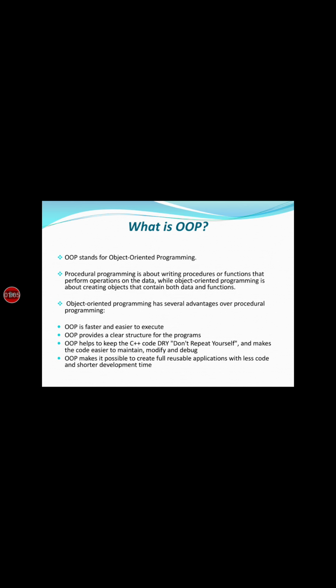First advantage, OOP is faster and easier to execute. Next advantage, OOP provides a clear structure for the programs. Next advantage, OOP helps to keep the C++ code DRY. DRY means don't repeat yourself. And it makes the code easier to maintain, modify and debug. Debug means identify and remove errors. Next advantage, OOP makes it possible to create fully reusable applications with less code and shorter development time.